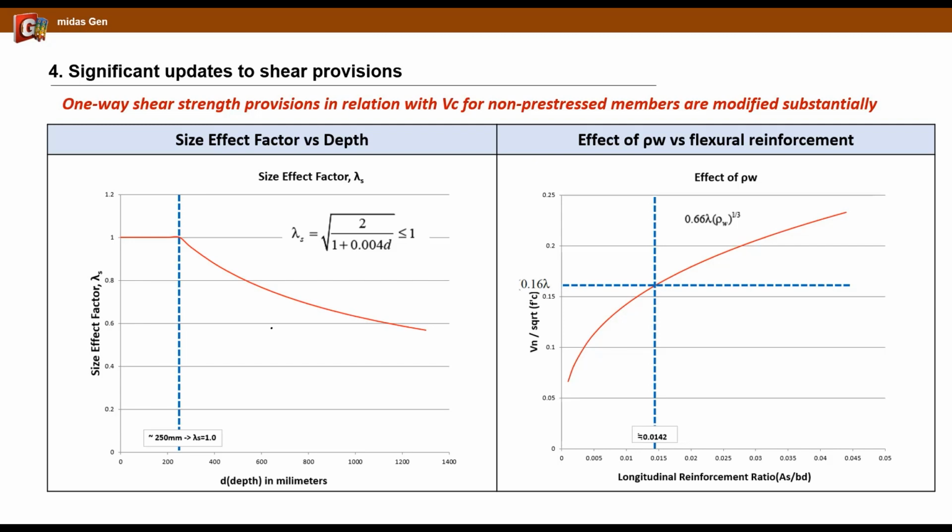Rho w is included in Table 22.5.5.1, Vc for non-pre-stressed members. The longitudinal flexural reinforcement affects the shear design. As the longitudinal flexural reinforcement ratio increases, the shear capacity of concrete increases. Compared with the constant 0.16 λ in ACI 318-14, if the longitudinal reinforcement ratio is about 1.42% or more, the shear capacity by the formula of ACI 318-19 is greater than that of ACI 318-14.